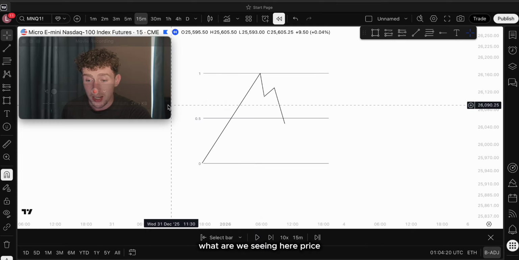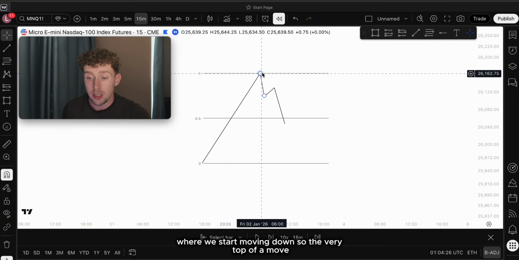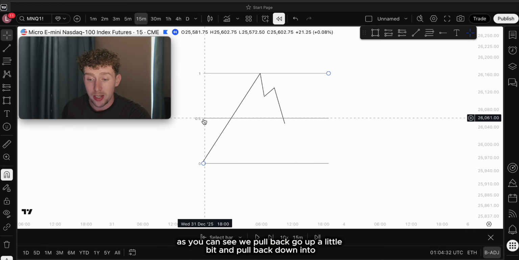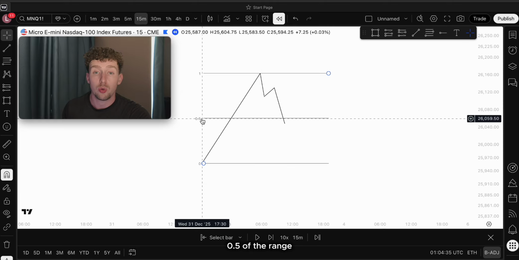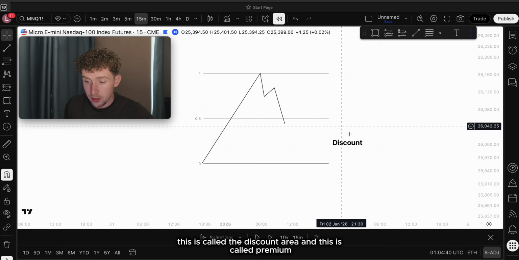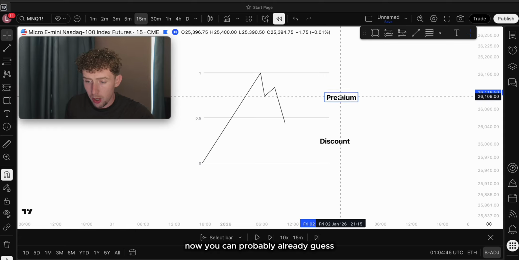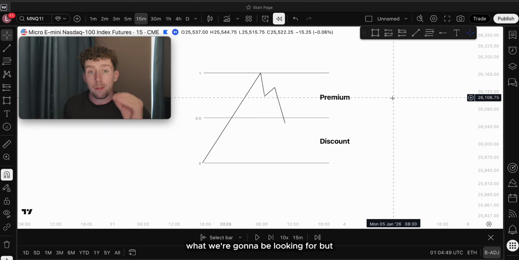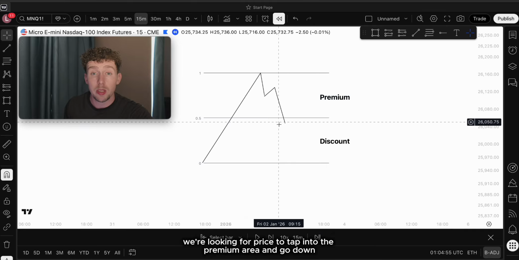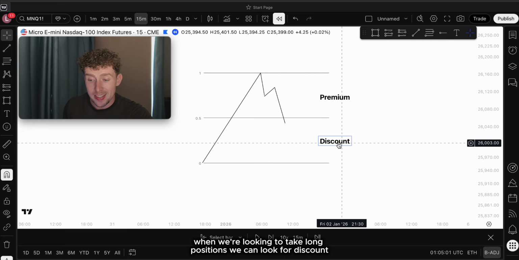Now, what are we seeing here? Price started down here and moved all the way up to the 1. So we put the 1 at the very top of a move. As you can see, we pull back, go up a little bit, and pull back down into 0.5 of the range. Under the 0.5 to the downside is called discount. This is called the discount area, and this is called premium. Now, you can probably already guess what we're going to be looking for. When we're looking to take short positions, we're looking for price to tap into the premium area and go down. When we're looking to take long positions, we can look for discount of the range.